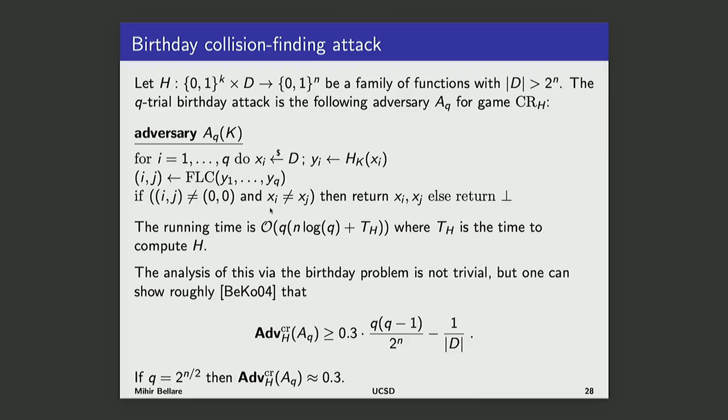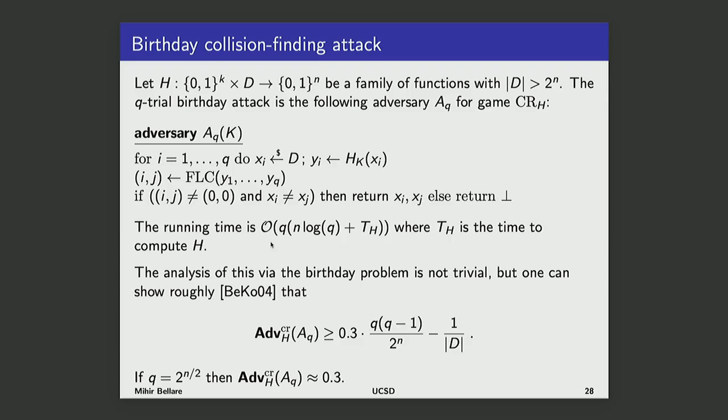Now there's a little caveat. It's not really the case that you found a collision if your inputs themselves were equal. So we'll test to make sure that isn't true before we return the collision. Okay, so it's pretty clear that if this outputs x_i, x_j, it is a collision. So the next question would be, how long does it take and what's its success probability?